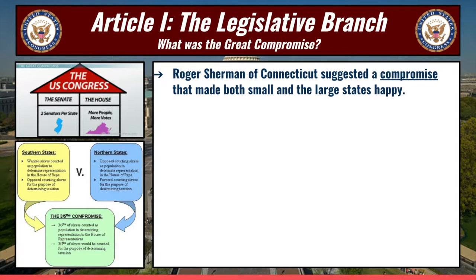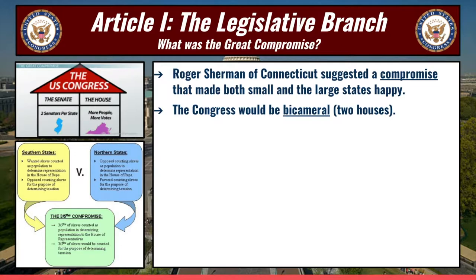First of all, there was a gentleman by the name of Roger Sherman. He was from Connecticut. Connecticut was neither a large nor a small state. It was a medium-sized state, so it made sense that this proposal came from a medium-sized state. He suggested a compromise that made both the small and the large states happy. Basically, both sides got something they wanted, as you are about to discover.